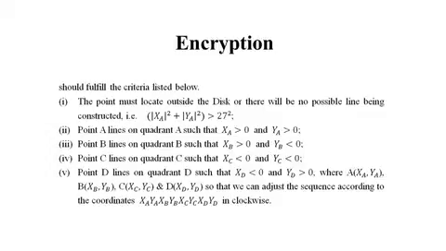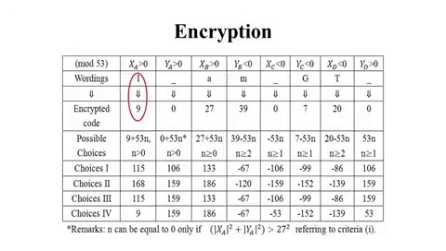Using the same message as an example, we have some criteria to be fulfilled. First, the point should be located outside the disk, or else there will be no possible lines to be constructed. Also, the points we choose should be in the corresponding quadrants. For the message IMGT, we can get the corresponding code referring to the table, as we have just mentioned. For example, if we want to encrypt capitalized I, then the code will be 9.